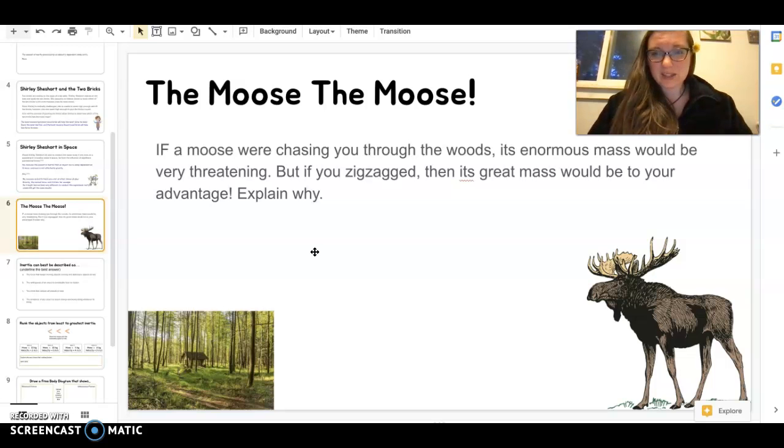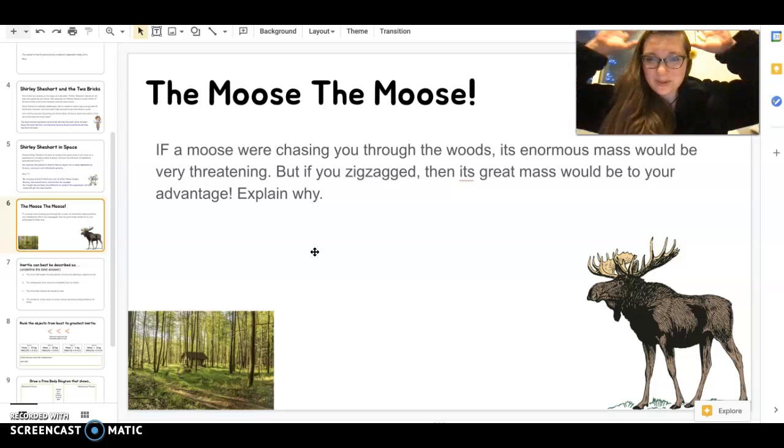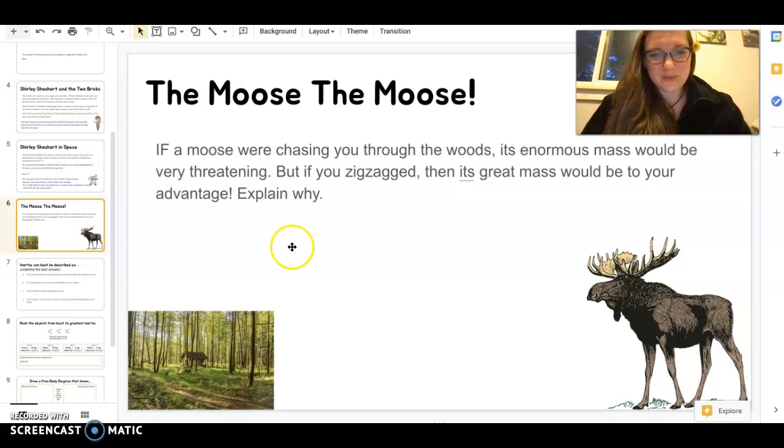So again, this is coming back to inertia, right? The moose, since it's so much bigger than you are, has a lot more inertia than you do. So you can change direction pretty quickly. And in the woods, that's also going to be an advantage because there's lots of trees around, and the moose is not going to be able to navigate those trees as well, especially if it's got a big old moose rack, you know?